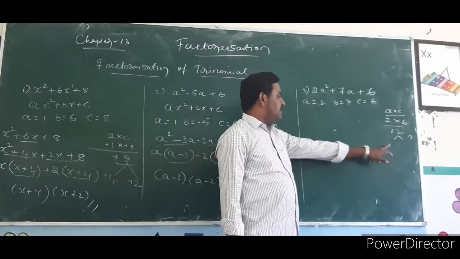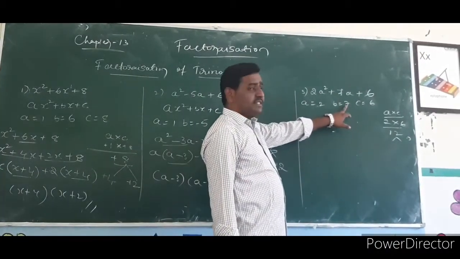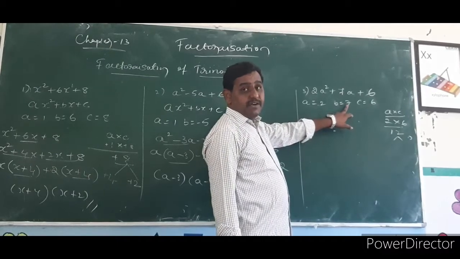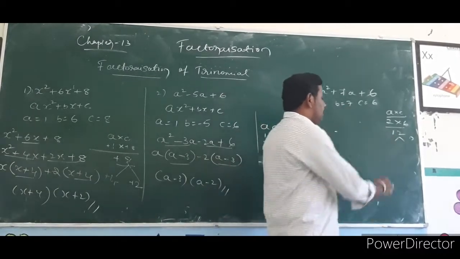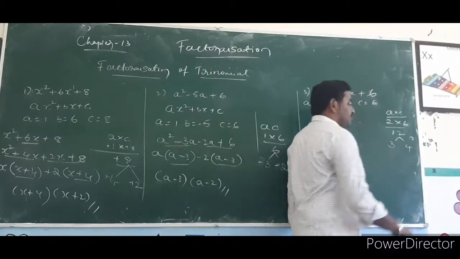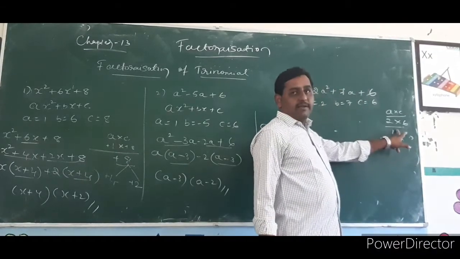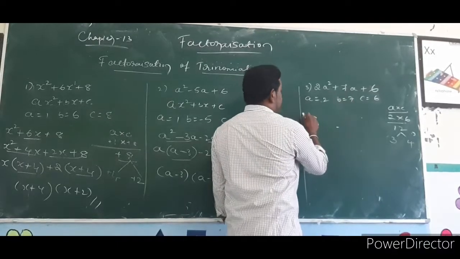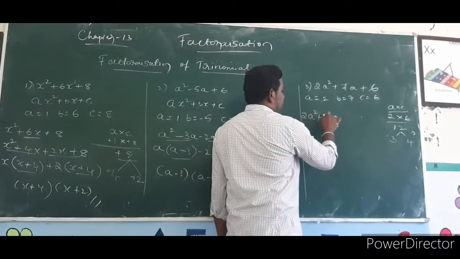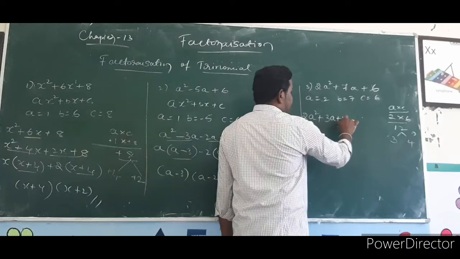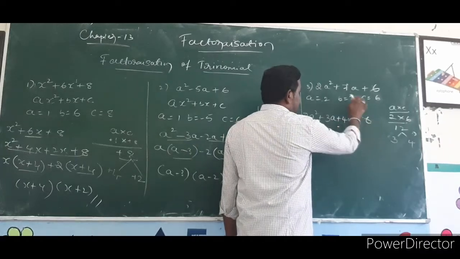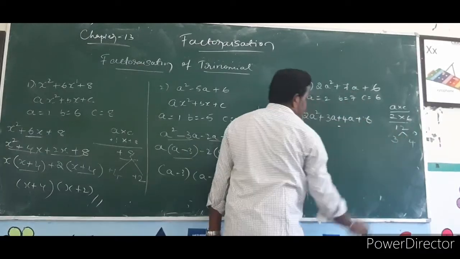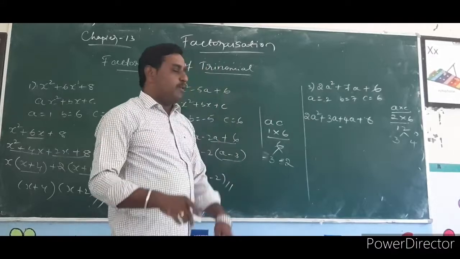The two factors' sum must be equal to 7, and the product must be equal to 12. I am taking 3 and 4. 3 4s are 12, and 3 plus 4 is 7. So just replace it: 2a square plus 3a plus 4a plus 6. In the place of this, I am replacing these two factors. That is very important.